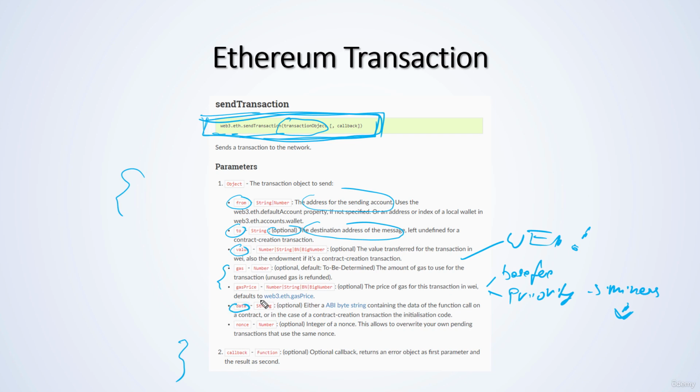Then we have a data field, which is also optional. And then we have a nonce, which is the integer, the amount of transactions that were already sent on the network, which is usually there. And if it's not there, then it's being filled in by the sendTransaction function itself in the background. This is just optional over here for Web3.js.